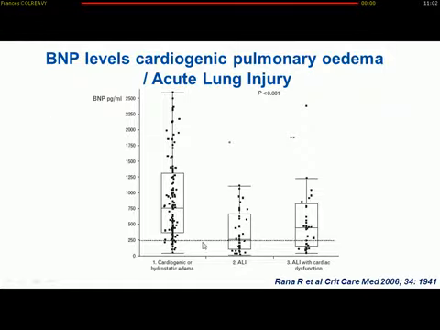So this study from Ran et al. looked at the use of BNP using a much higher threshold than would normally be used in cardiology. Cardiology would use a threshold of maybe 100 picograms per mil. This study used a threshold of 250 picograms per mil to distinguish between patients with cardiogenic or non-cardiogenic pulmonary edema and the group that have mixed, and really it was a poor discriminator, and we don't use it in critical care.